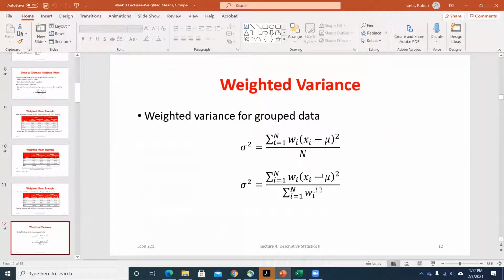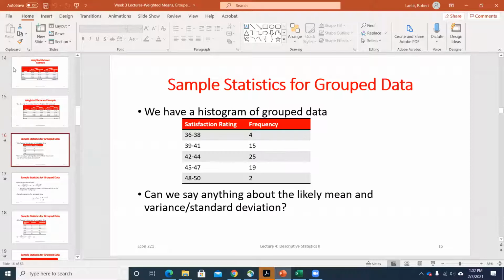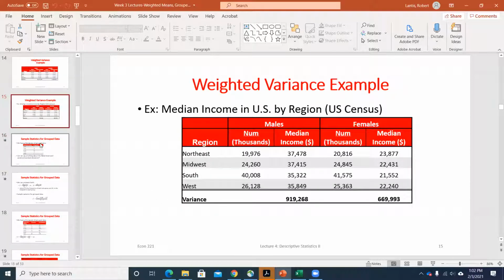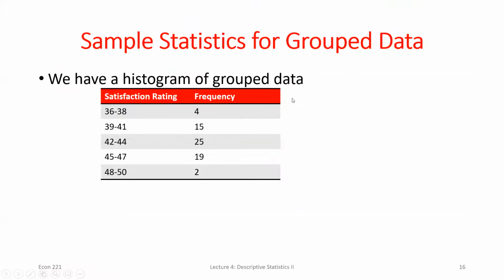So we can do the same thing for the variance. We can still find those deviations from the mean squared. It's just now we have to weight them by whatever weights we have associated with that group data. And then once again, instead of dividing by n, we divide by the sum of our weights. So that's where we left off. We had some of these examples that we worked through. So what if instead I had something slightly different?